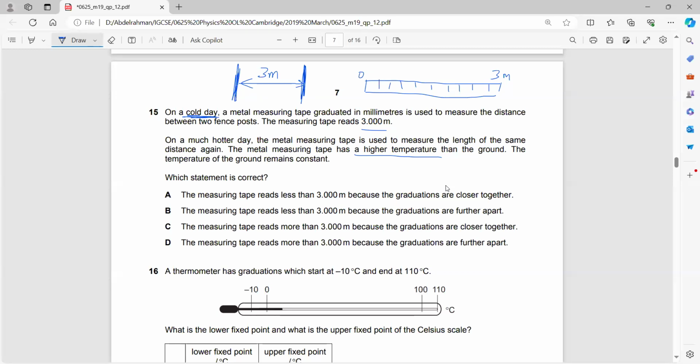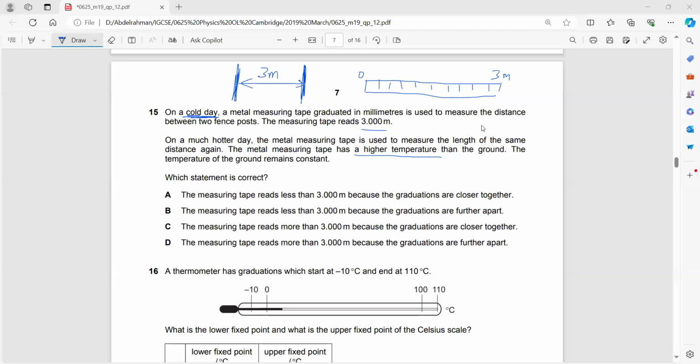So instead of reading 3 meters, what will happen? For example, if the distance was 3 meters and this measuring tape is now extended, thermal expansion, it's now actually longer. This measuring tape is now longer than 3 meters. So when you measure the distance between the posts, what will happen? The distance on the measuring tape will be less.